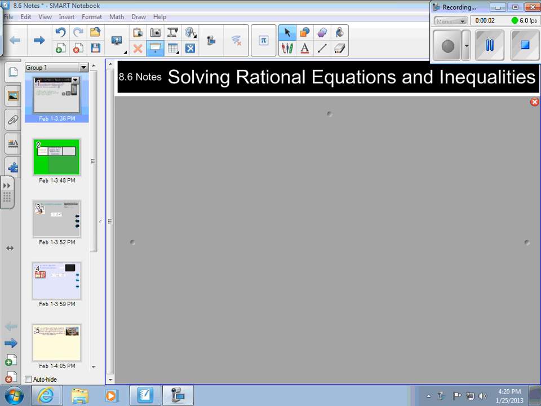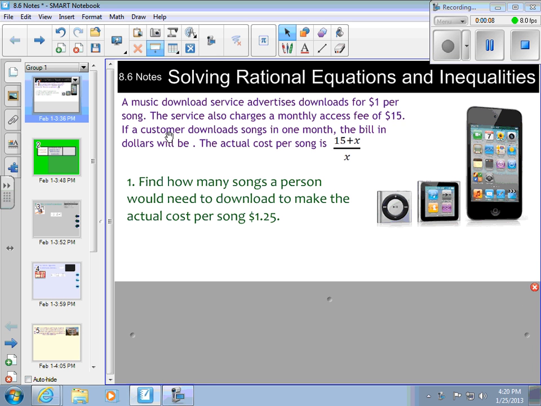We're going to look at solving rational equations and inequalities. On the first example, it's about some music download service, like you have with the iPads. The music download service advertised downloads for $1 per song. The service also charges a monthly access fee of $15.